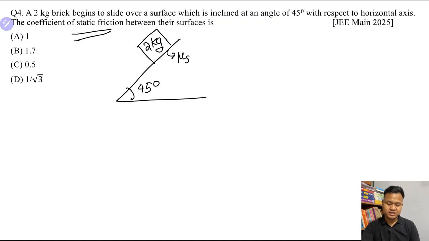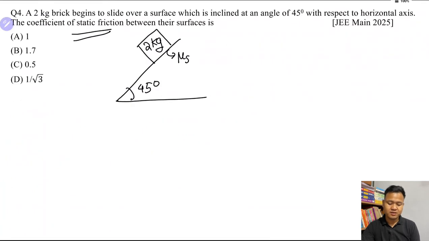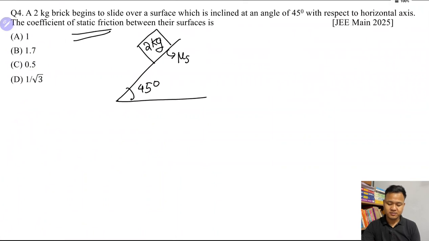In such questions, look at what the block is doing. Here the mu is mu k, and the block is at rest, it is not moving. If the question asks for the coefficient of friction, what will be the answer?